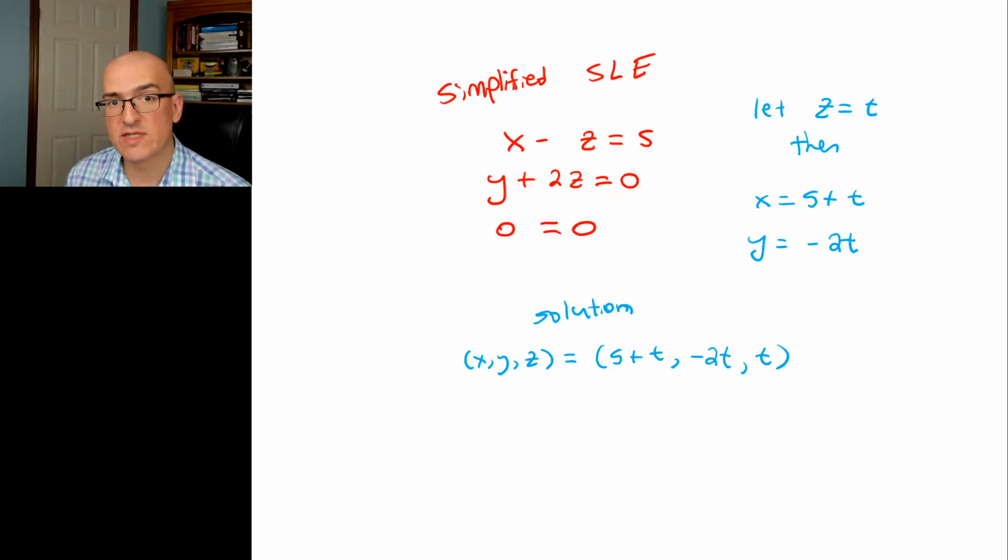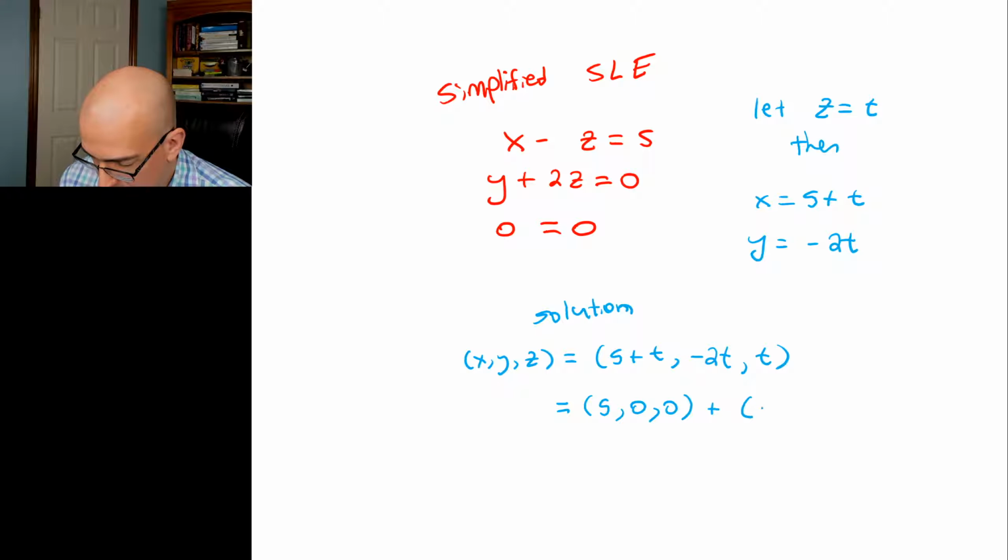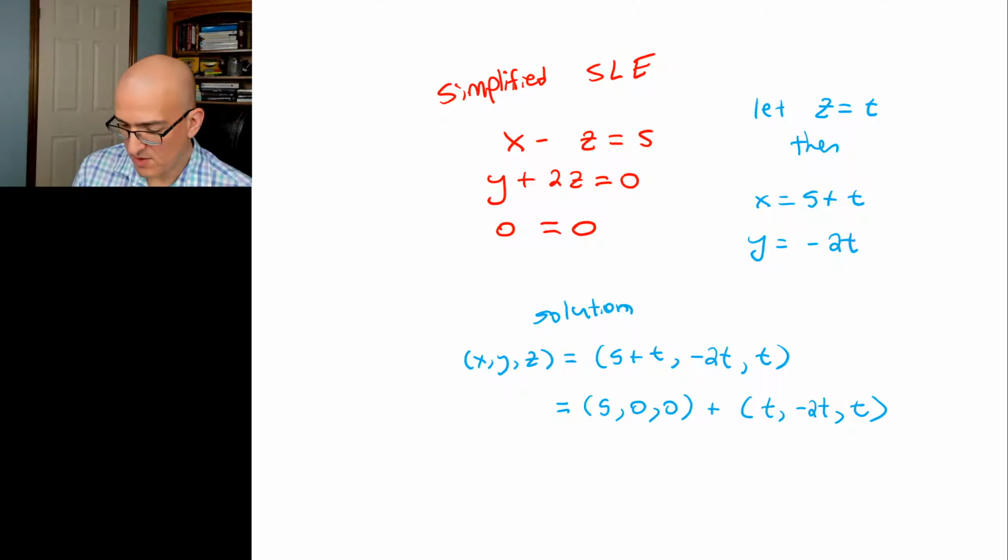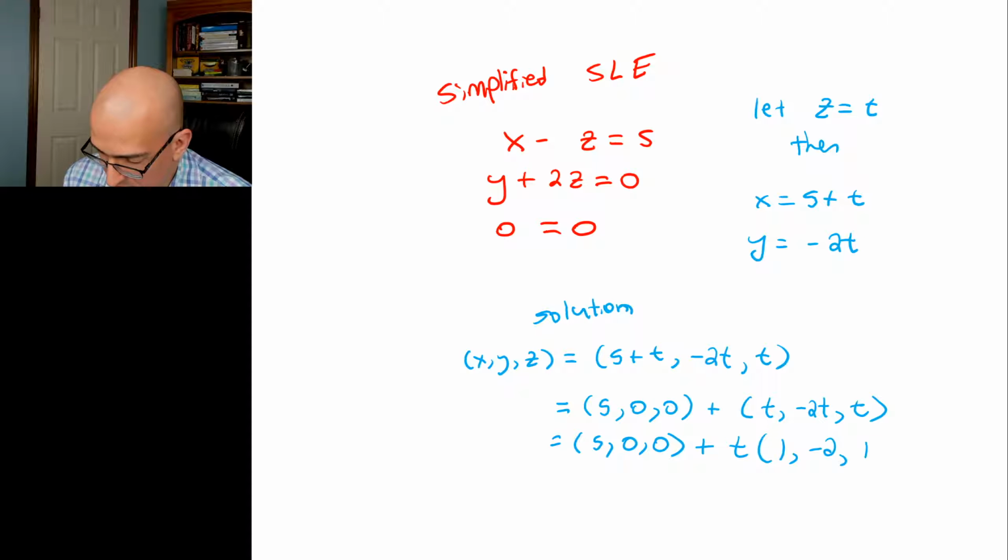Now if I asked you, what is this? What did we just write down? What type of object is that? It's not really a fair question until I show you what you can do with an expression like this. I'm going to write this as 5, 0, 0 plus t, negative 2t, t. And then I'm going to do one more step. 5, 0, 0 plus t times 1, negative 2, 1.